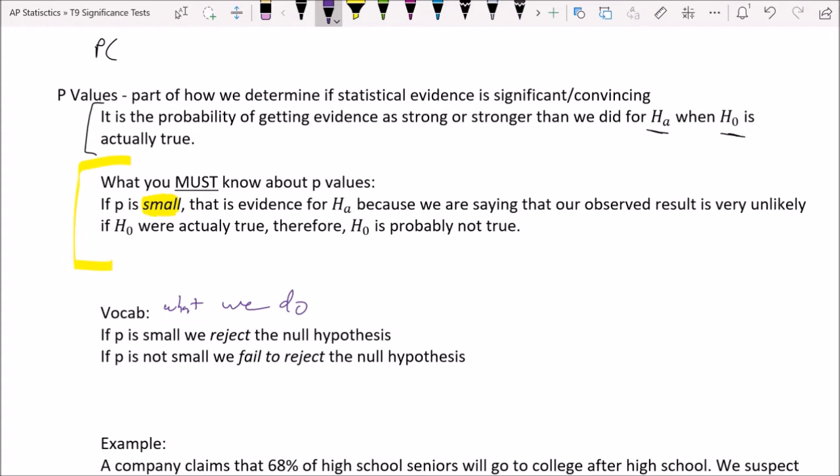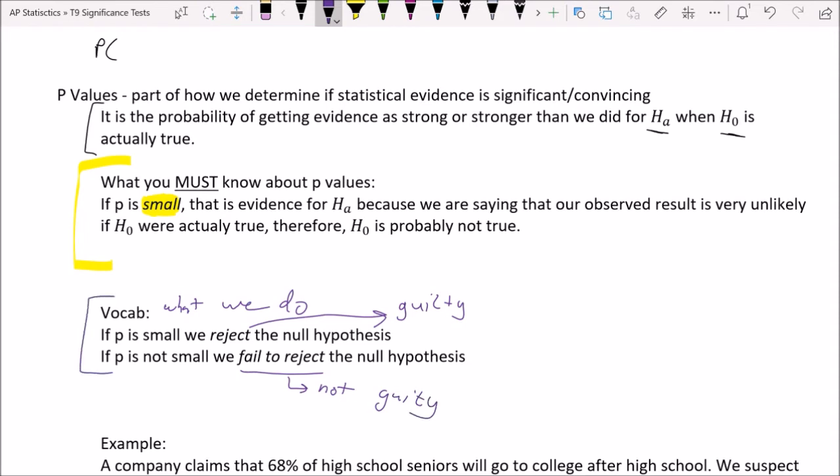And if p is not small enough, then we fail to reject. Okay? This is equivalent to saying if p is small, we have good evidence, and we would say that the person is guilty, like if we're in a trial. Okay? And fail to reject, that's the equivalent of not guilty in a trial. And I insist that you write this down.